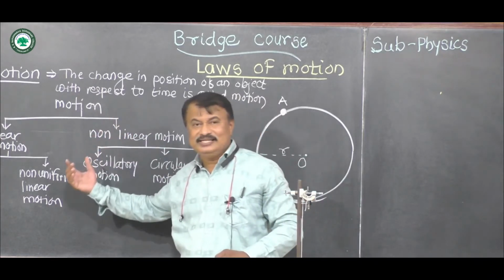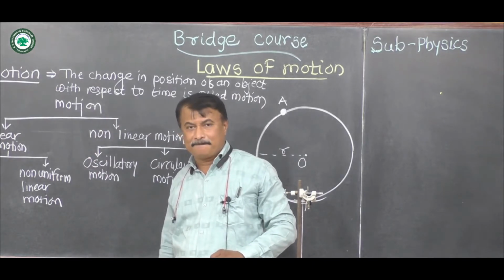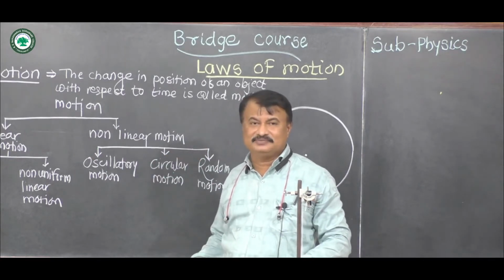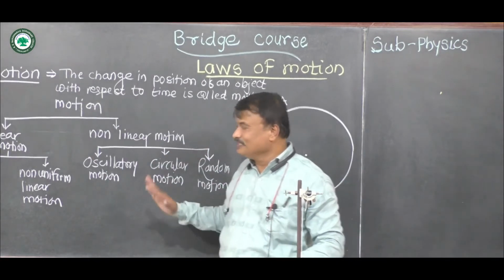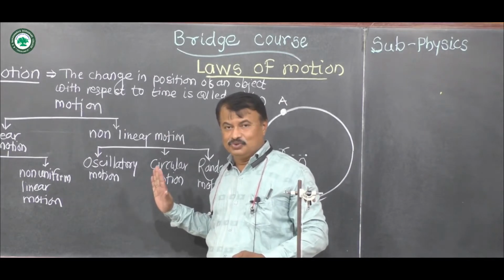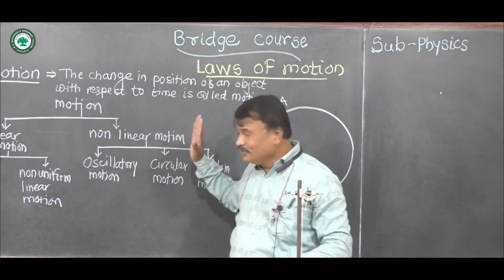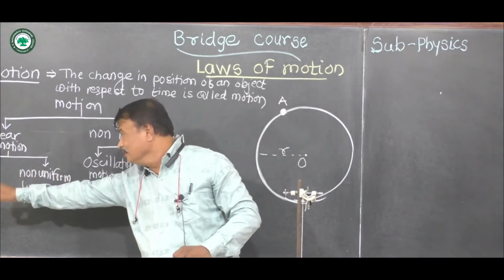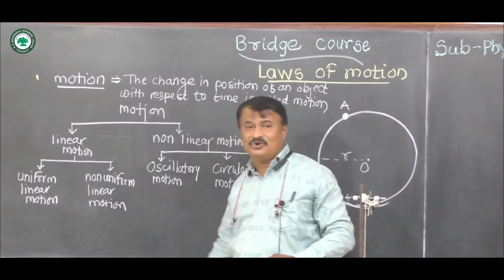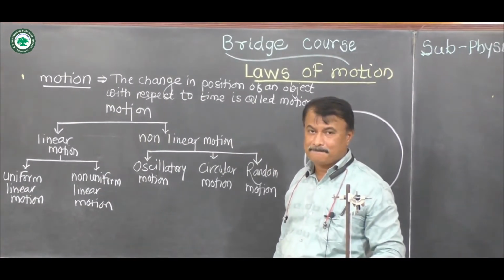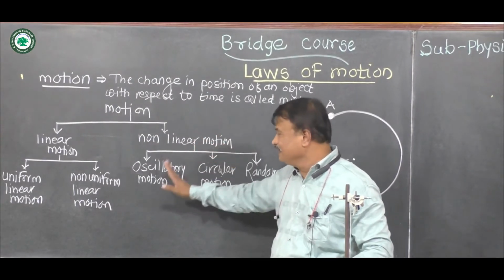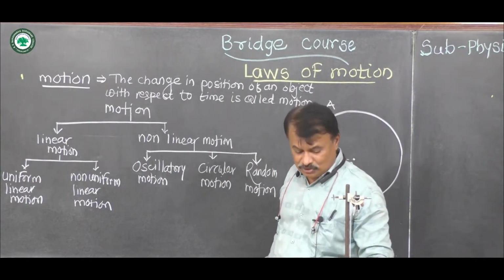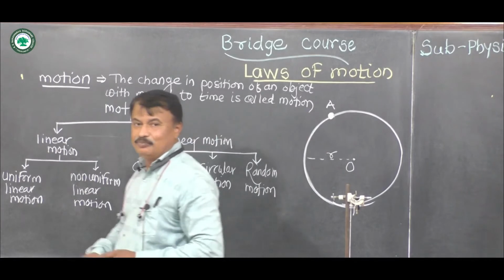So this is about motion. In motion, we know that there is a change in the position of an object with respect to time, and that's why it is called motion. Motion is classified in two ways: linear motion and non-linear motion. Again, linear motion is classified in two ways: uniform linear motion and non-uniform linear motion. Non-linear motion can be classified into oscillatory motion, circular motion, and random motion.